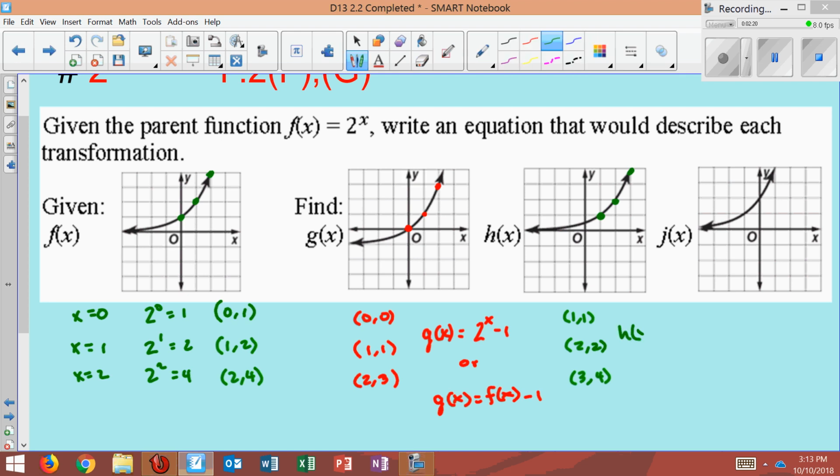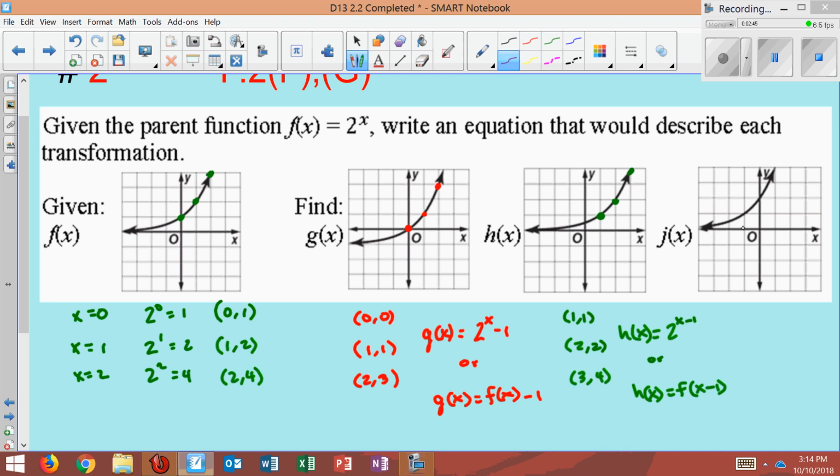So h of x would equal 2 to the power of x. How do I shift it right 1? I go to the inside and make it opposite. That's following the high bow and the inside lies. So I put it up there with the x on the inside. And again, if you so desired, you could write it as h of x equals f of x minus 1, like that. That would make it go right 1 because inside lies.